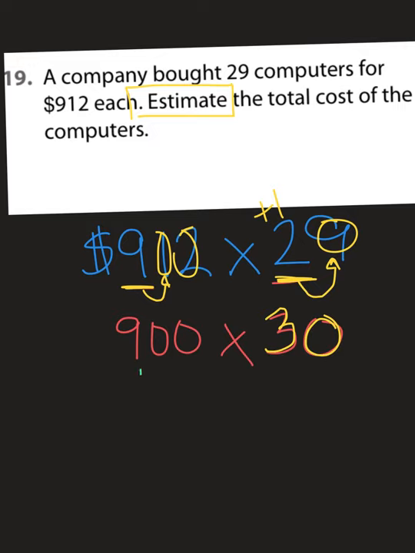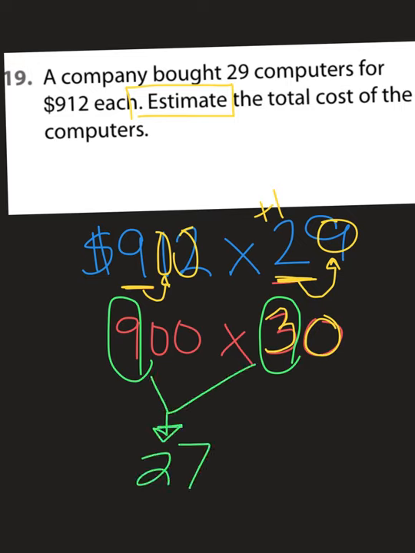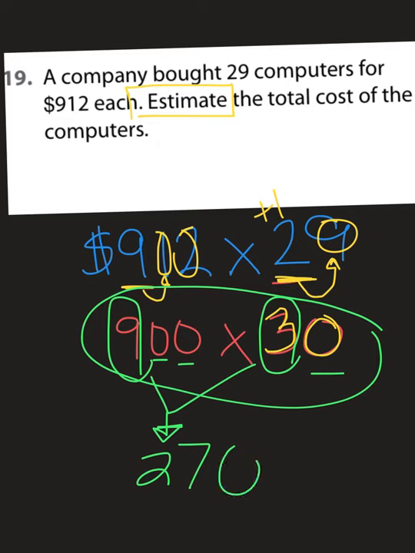And this is where it gets easy, right? Circle my non-zero numbers, the numbers that are not 0. 9 times 3. 9 times 3 is 27. And then I count 1, 2, 3 zeros in the entire problem. There's 3 zeros, so I add those at the end. And I put my thousands comma in there. And guess what? It's going to cost about $27,000. That's a lot.